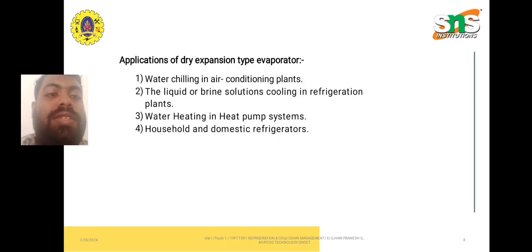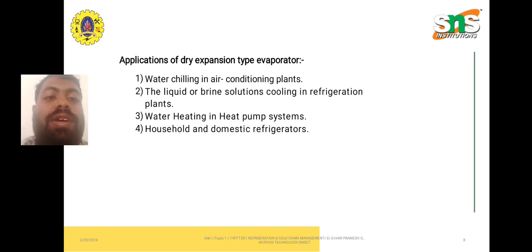Applications of dry expansion type evaporator. Water chilling in air conditioning plants, liquid or brine solutions cooling in refrigeration plants, water heating in heat pump systems, and it is used in household and domestic refrigerators. These are the applications of dry expansion type evaporator.